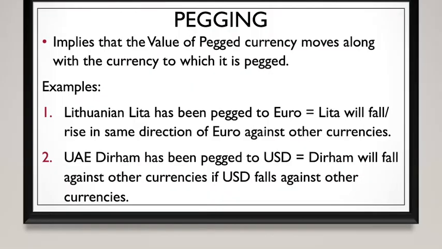Pegging is another system which implies that the value of the pegged currency moves along with the currency to which it is pegged. For example, the Lithuanian Lita has been pegged to the euro. The Lita will fall or rise in the same direction as the euro against other currencies. The UAE dirham has been pegged to the USD. This means the dirham will fall against other currencies if the USD falls against other currencies.